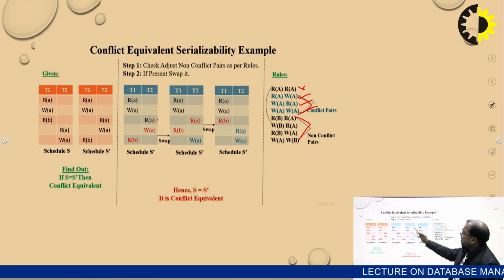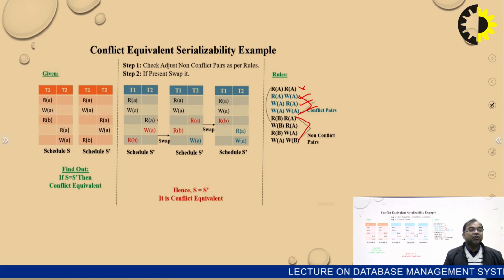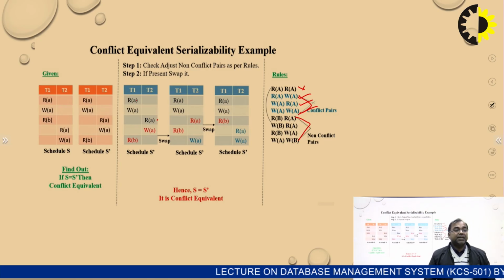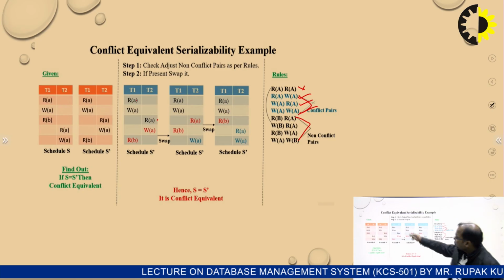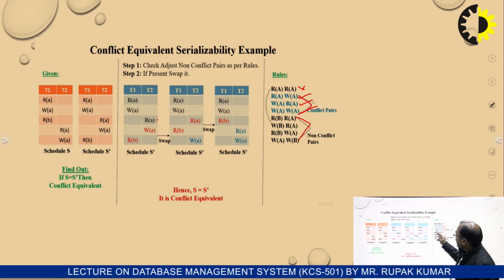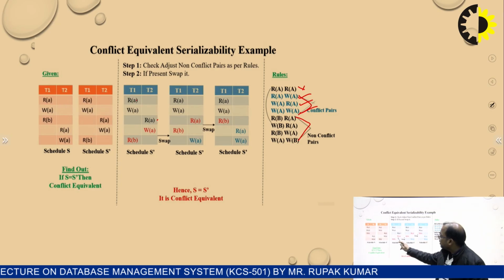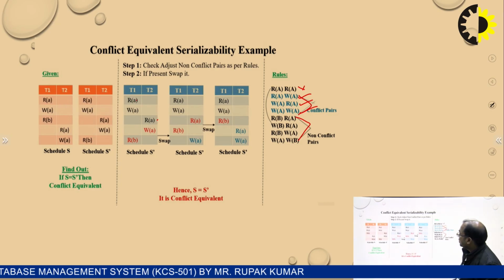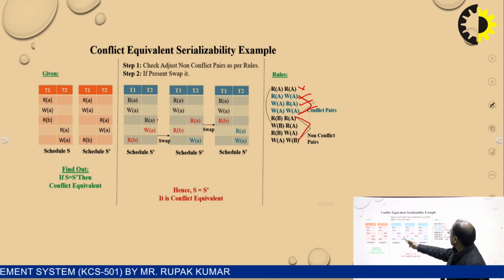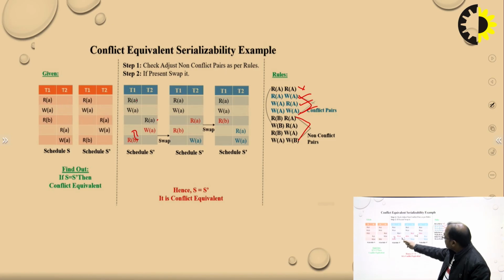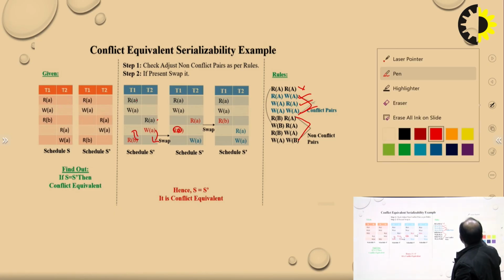Now the second step says, if there is any conflicting pair present, then swap the conflicting pair. So in this we have a conflicting pair of write of A and read of B, and write of A. So we just swap this read of B and write of A. How do we swap? We just move this upward and this downward. Clear? So after swapping this upside, we just come here. Just erase this first.